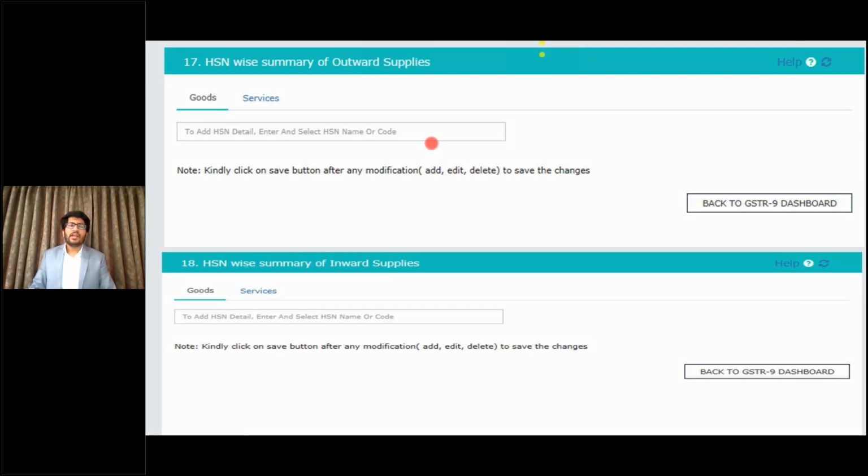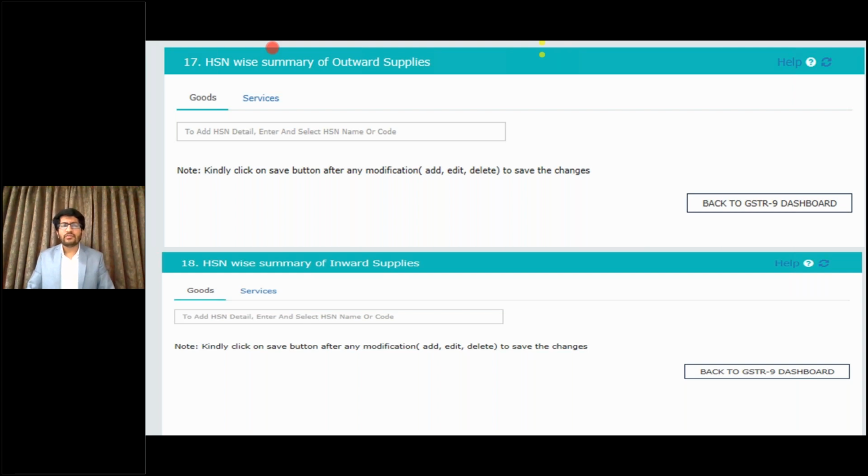Table 17 and 18 consist of HSN wise supplies. HSN wise supplies for outward supplies is very easy, I feel, because it is a requirement of CGST rules to mention HSN on your tax invoice if your turnover is greater than 5 crores, 4 digit, and if it is between 1.5 crores to 5 crores, it's 2 digit. So this can be an issue only if your turnover is less than 5 crores, I would say.